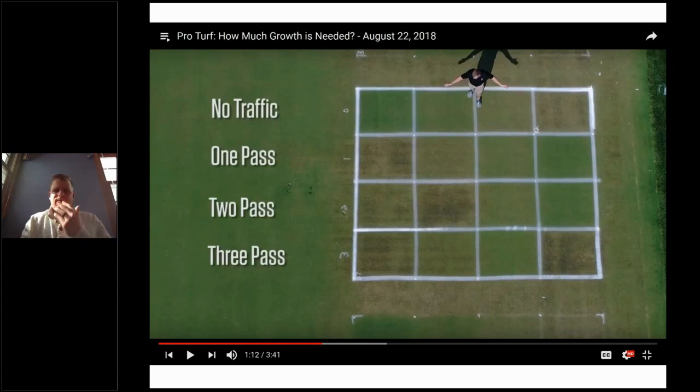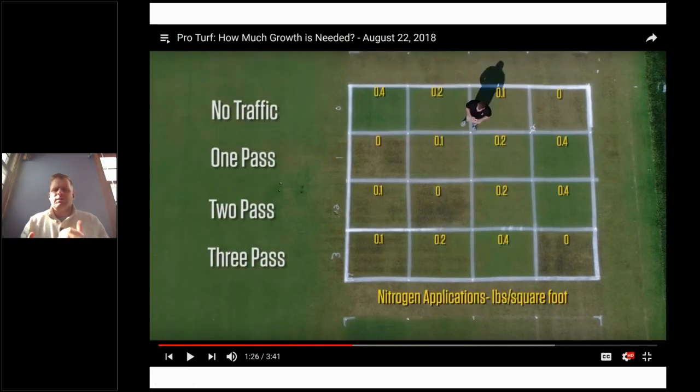So here's an example of that. So we have our green that has different levels of traffic on it. We have 0, 1, 2, or 3 passes a couple days a week with a traffic simulator. Then we split up those strips to receive different levels of nitrogen fertilizer, ranging from 0 to 0.4 pounds of nitrogen per 1,000 square feet. Okay?